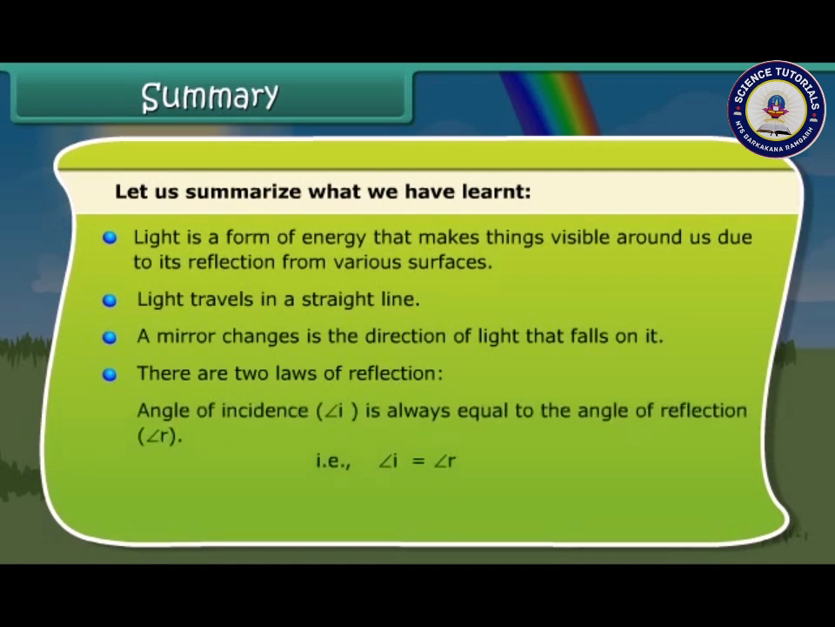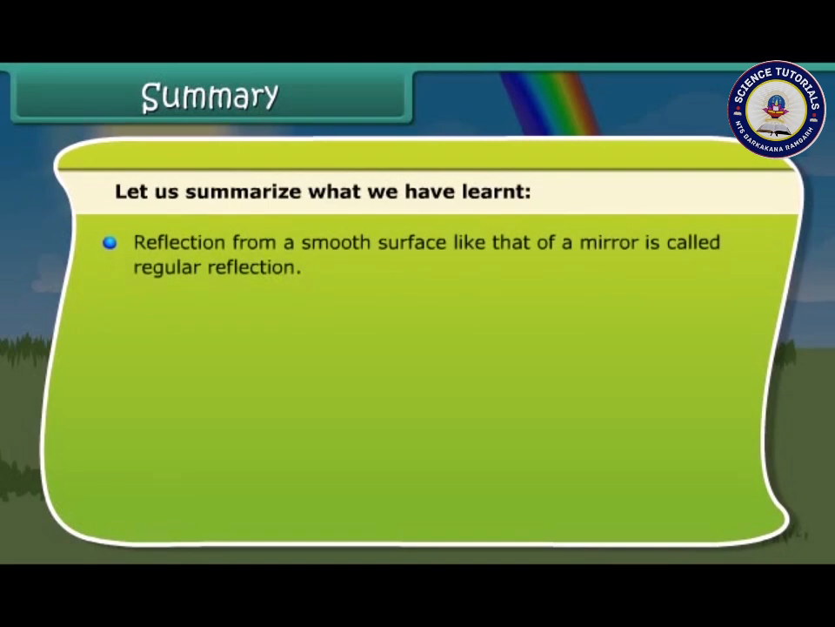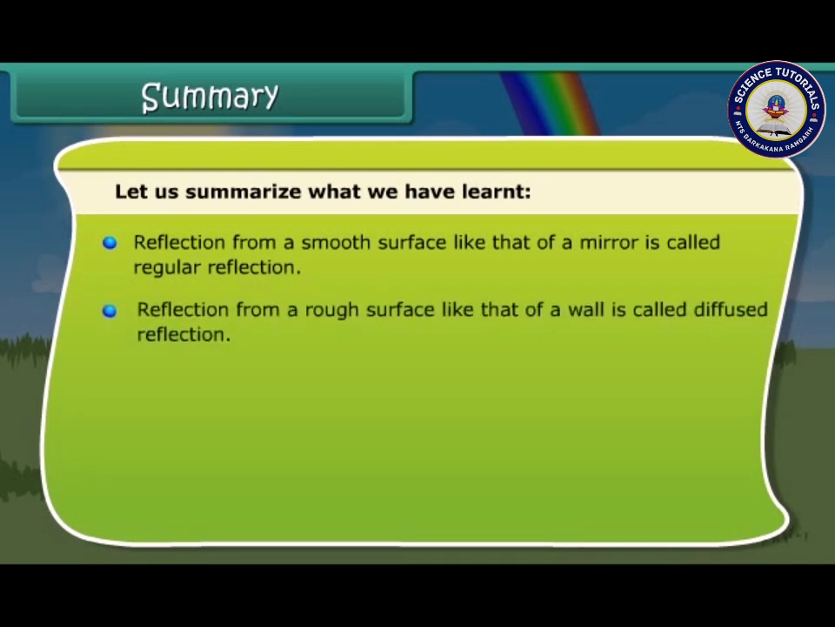Angle of incidence is always equal to the angle of reflection. That is, angle I is equal to angle R. The incident ray, the normal at the point of incidence, and the reflected ray all lie in the same plane. Reflection from a smooth surface like that of a mirror is called regular reflection. Reflection from a rough surface like that of a wall is called diffused reflection.